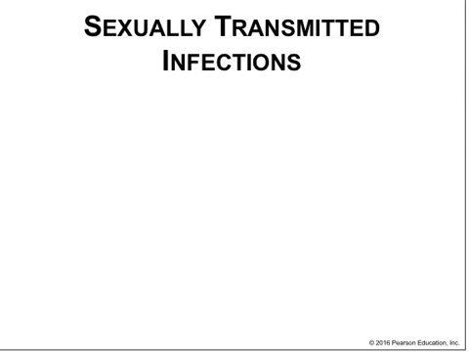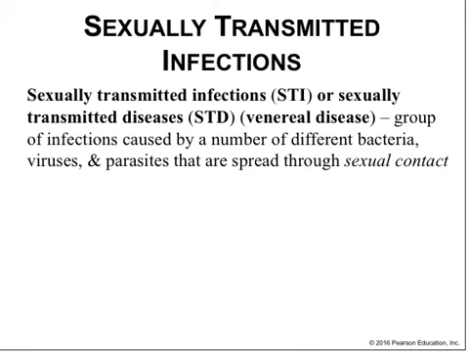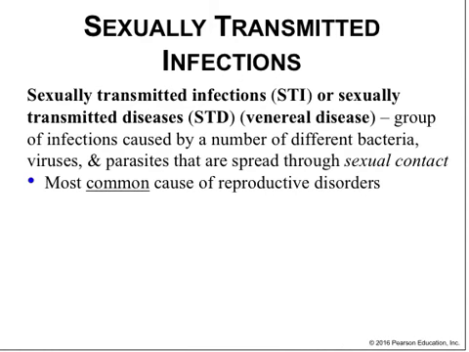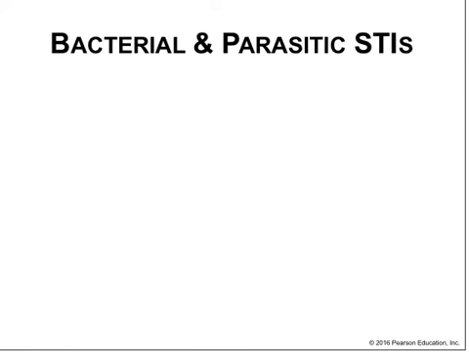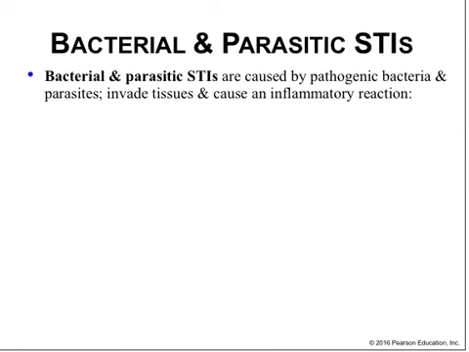Okay, STDs, or STIs, are a group of infections caused by a number of different bacteria, viruses, and parasites spread through sexual contact. It's the most common cause of reproductive disorders. It's often the cause of infertility in adults and deformity, and possibly the death of the fetus. Bacterial and parasitic STIs are caused by pathogens such as bacteria and parasites that invade tissue and cause inflammation.